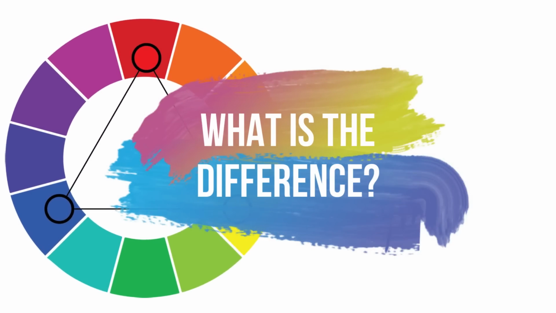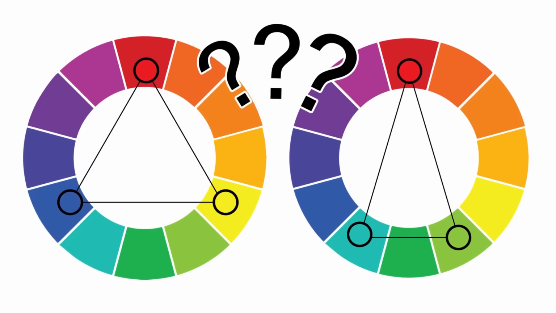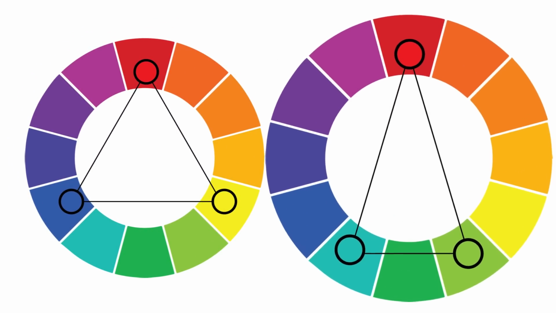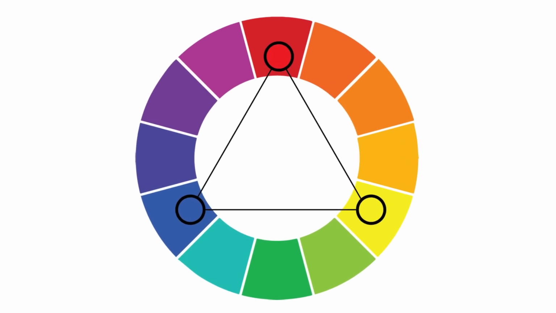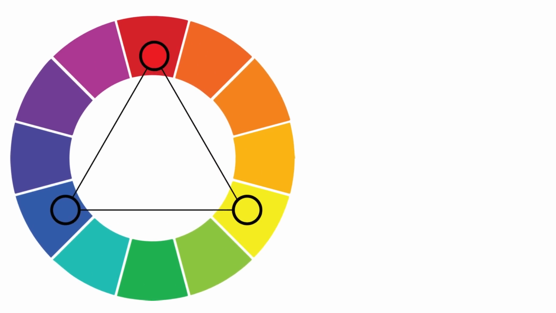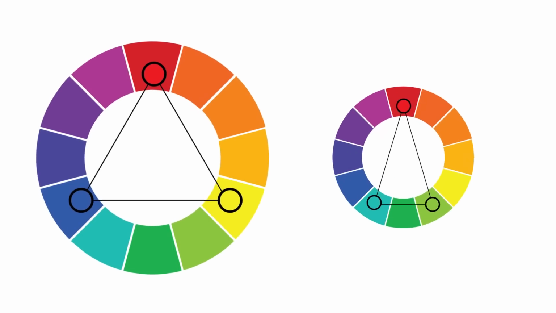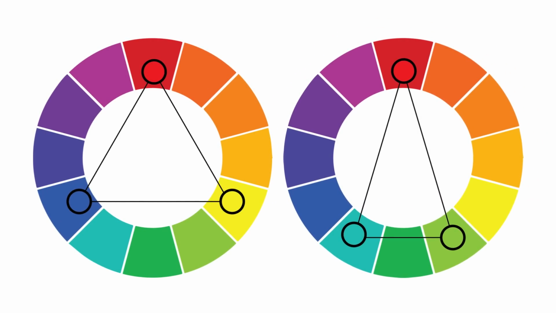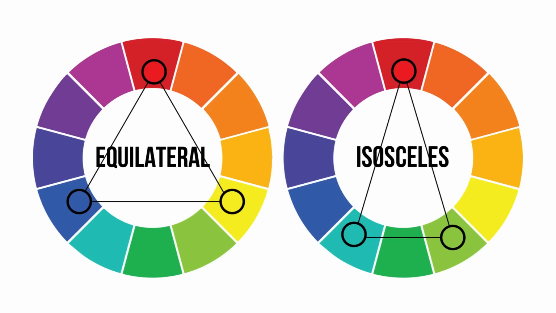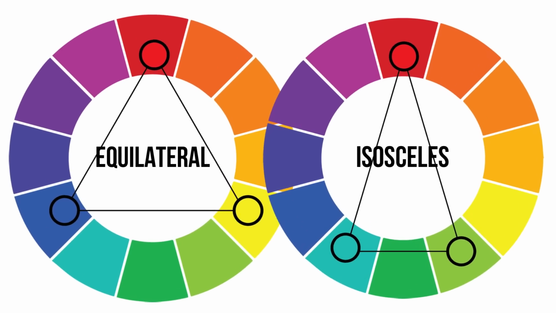What's the difference between triadic and split complementary themes? Triadic means related to a triad or a group of three, which doesn't actually help in this case. The difference between a triadic and a split complementary is one thing, the type of triangle. One is an equilateral triangle and the other is an isosceles triangle. But this is very important.